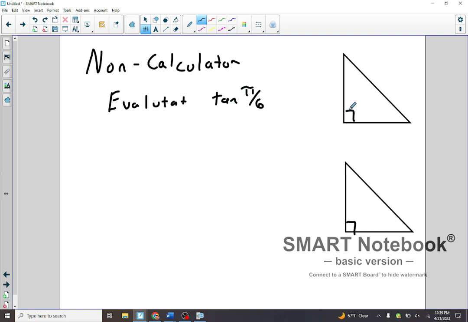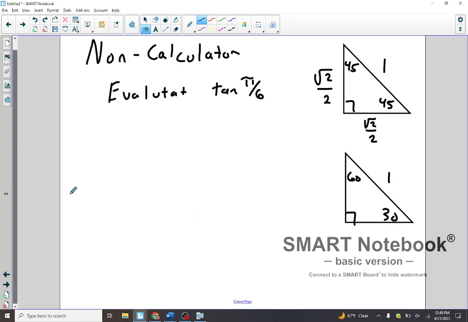You can use a calculator if you want to, sure. But remember, you won't have a calculator in this section, so this one's easy, but let's be careful. All right, so there's the 45, 45, 90, which is, in this case, if it's a unit circle, the hypotenuse is 1. This is going to be √2/2, and this is √2/2. And then the 30, 60, 90, if the hypotenuse is 1, the 30 degrees will be a half, and the 60 degrees will be √3/2.